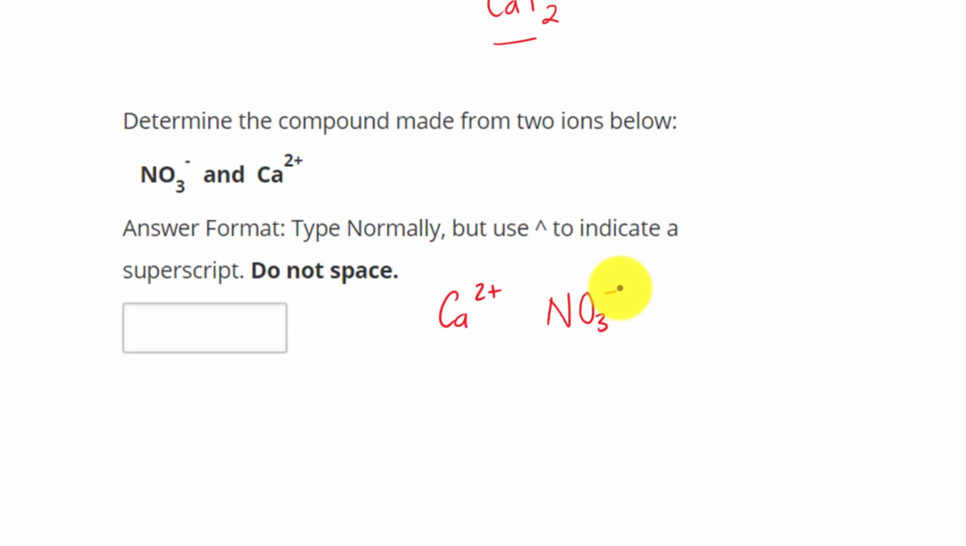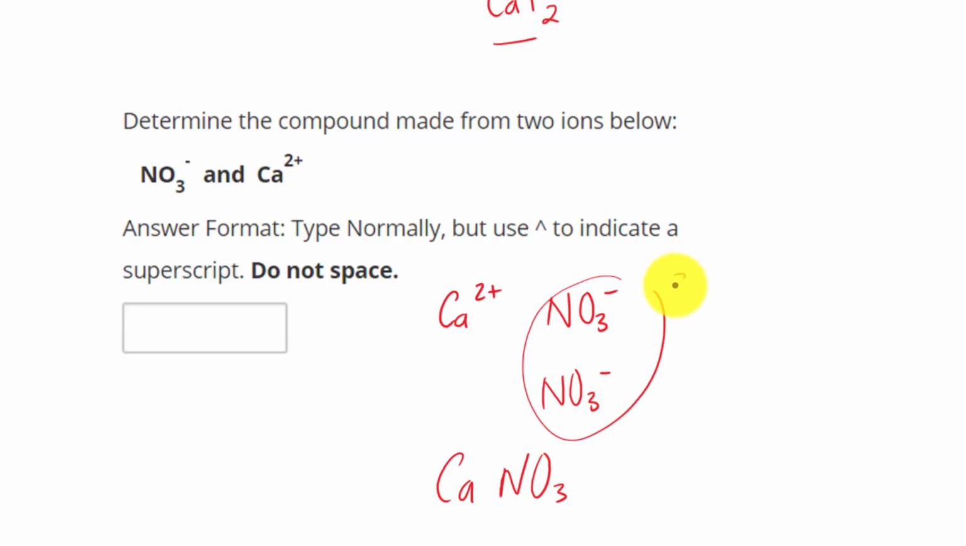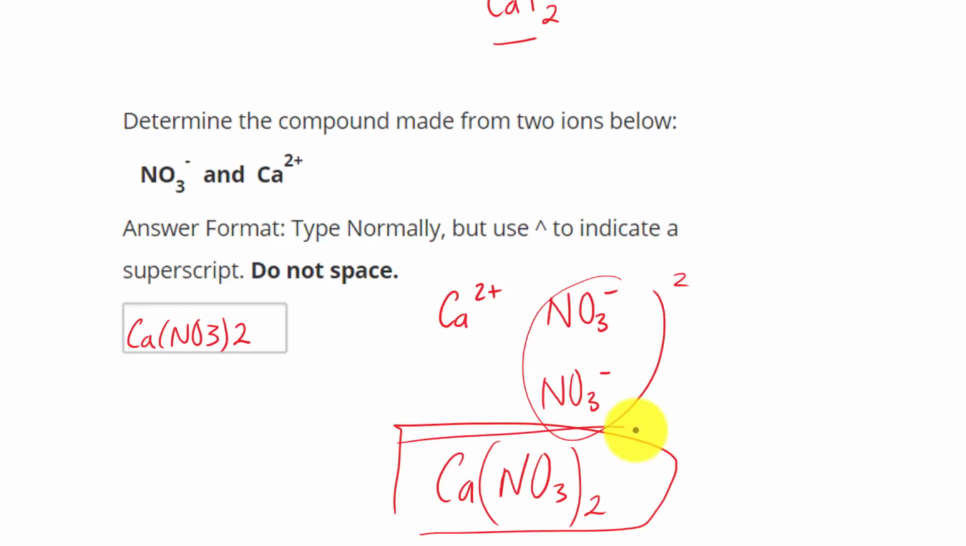Now let's go back and use the common sense methods again. We have 2 plus here, we have 1 minus. So how many more of this do I need to balance out or to cancel out with that 2 plus? Of course I need one more, NO3 minus. So our answer would be CaNO3. But how many NO3 do we have? We have 2 of NO3, right? So we have to use the parentheses to group them together. You see how that works? So our answer, if we type in normally, CaNO3, and of course then there will be a 2. But our answer in reality, when we write in our answer, it looks like this. This only allows us to check for the answer.